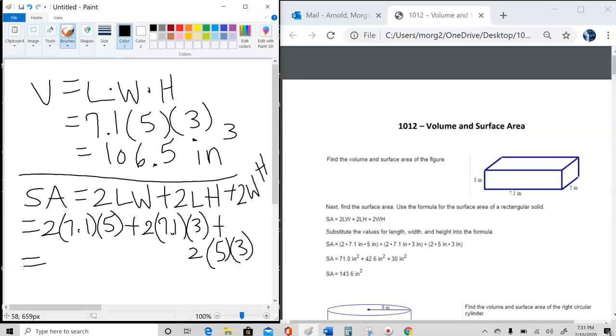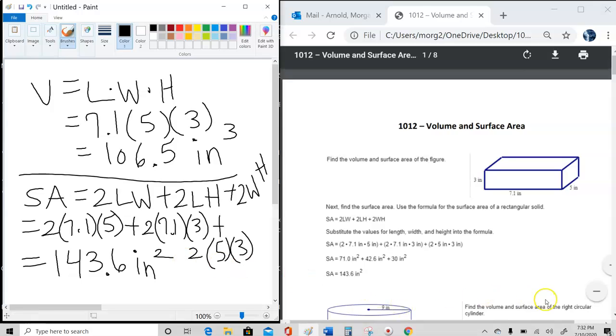Now you can see over here when you do all the multiplications, this is what you end up with on the next to the last line. And you just add these together. So the surface area of our rectangular solid is 143.6 square inches. So all you're really doing is finding the appropriate formulas and then plugging in the dimensions. Next shape.